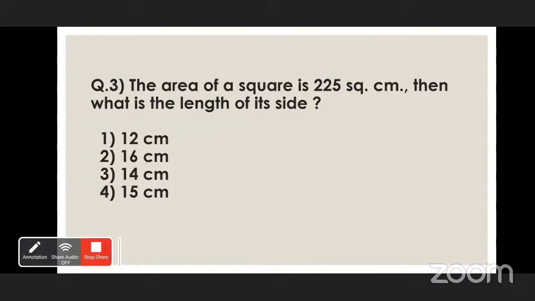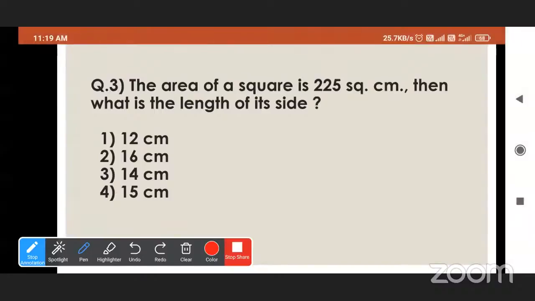Now read question number 3. The area of a square is 225 square centimeters. Then what is the length of its side? Okay, so here the area is given, that is 225 square centimeters. So find out the side of the square.